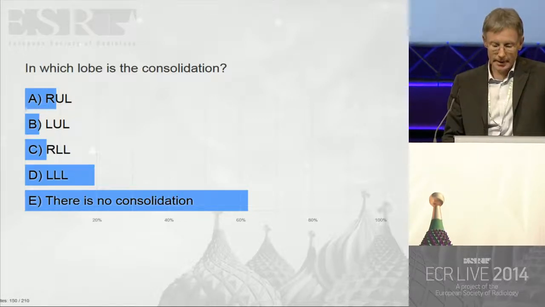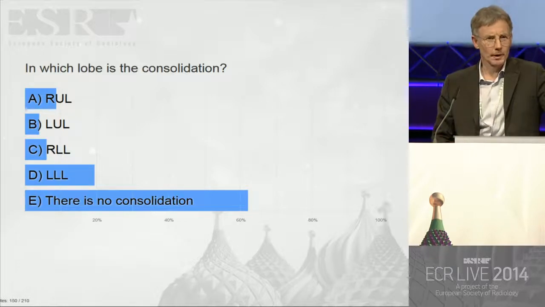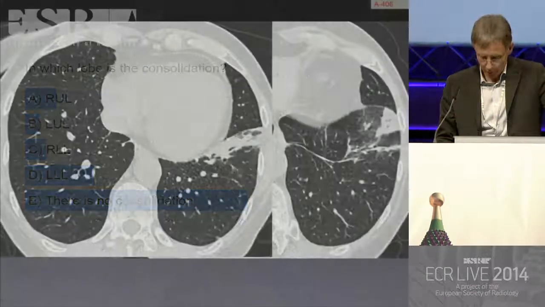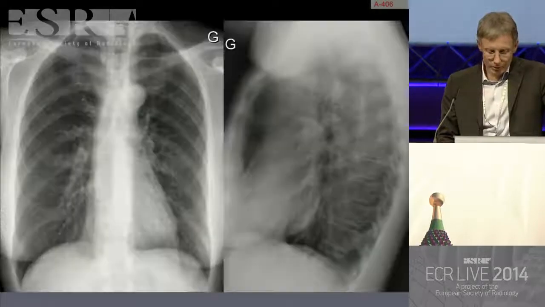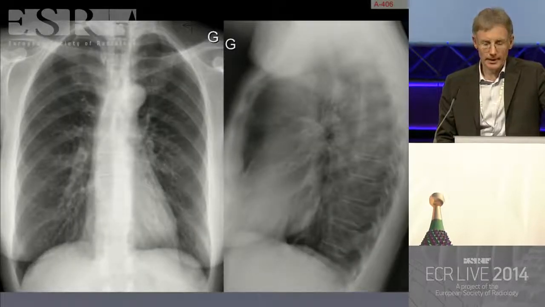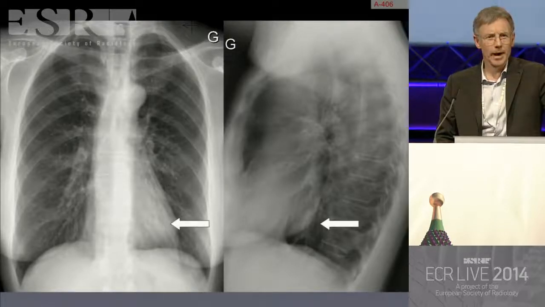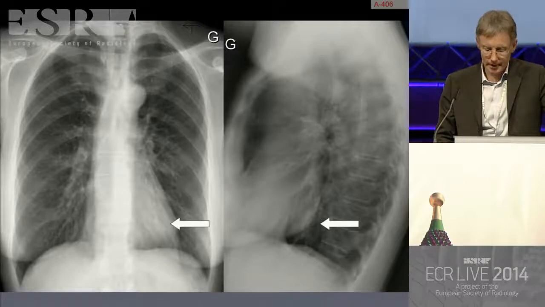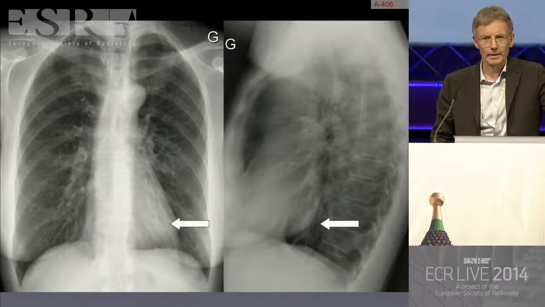And the CT scan revealed this consolidation in the anterior segment of the left lower lobe, which retrospectively you might agree, but you are allowed to disagree. You could see here behind the heart on the frontal view is a faint increased density, and it's overlapping the heart on the lateral view.